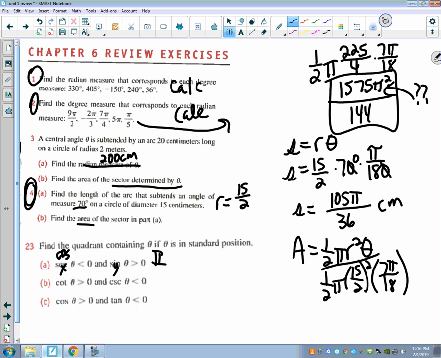Cotangent is y over x. So if cotangent is positive, I know it's in quadrant 1 or quadrant 3 because that's the only place the x and y have the same signs. Cosecant goes with y. So which one of those has a y that's negative? That's quadrant 3. Cosine is x. So if x is positive, I know I'm either here or here. And if tangent is negative, that has to be down here in quadrant 4. So that's just kind of keeping all your signs straight.